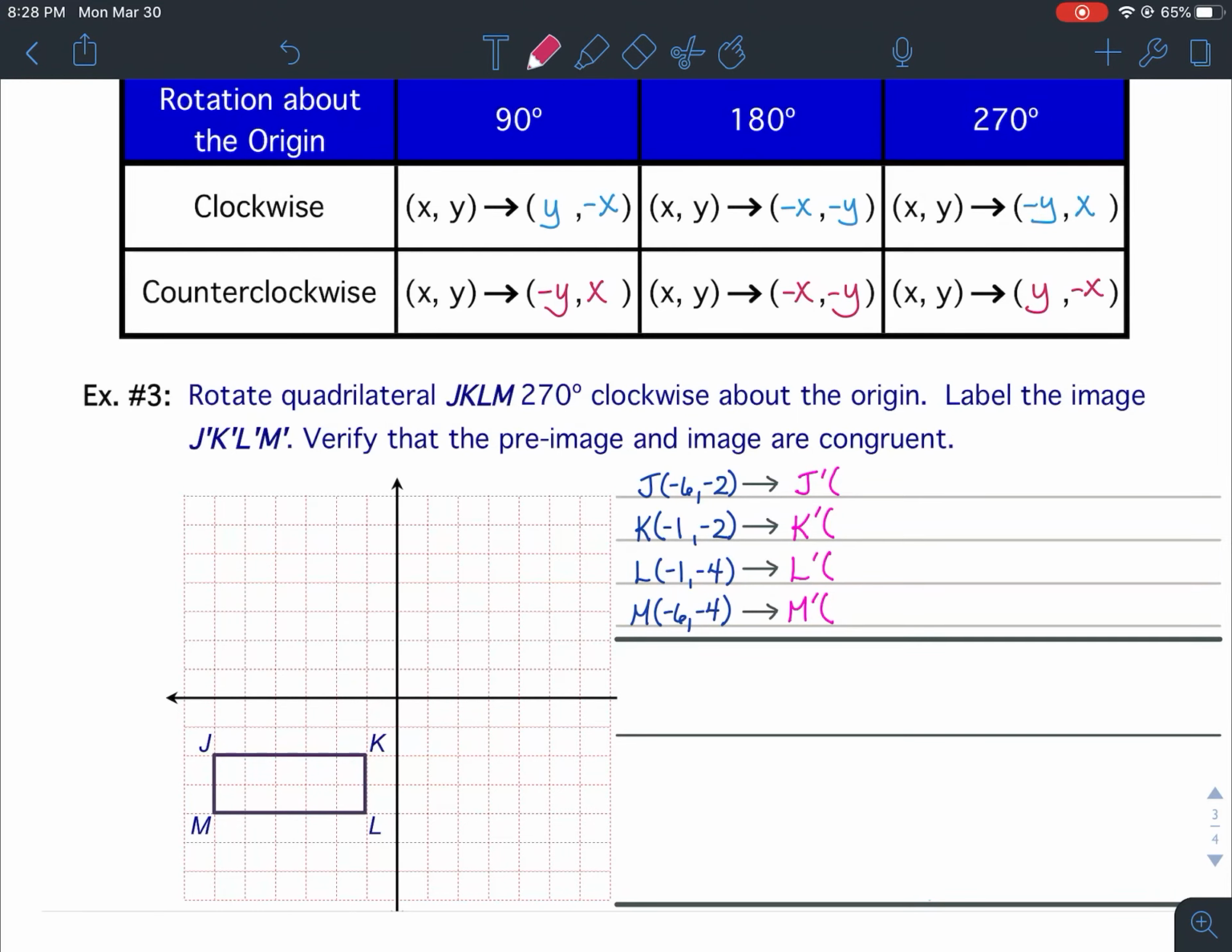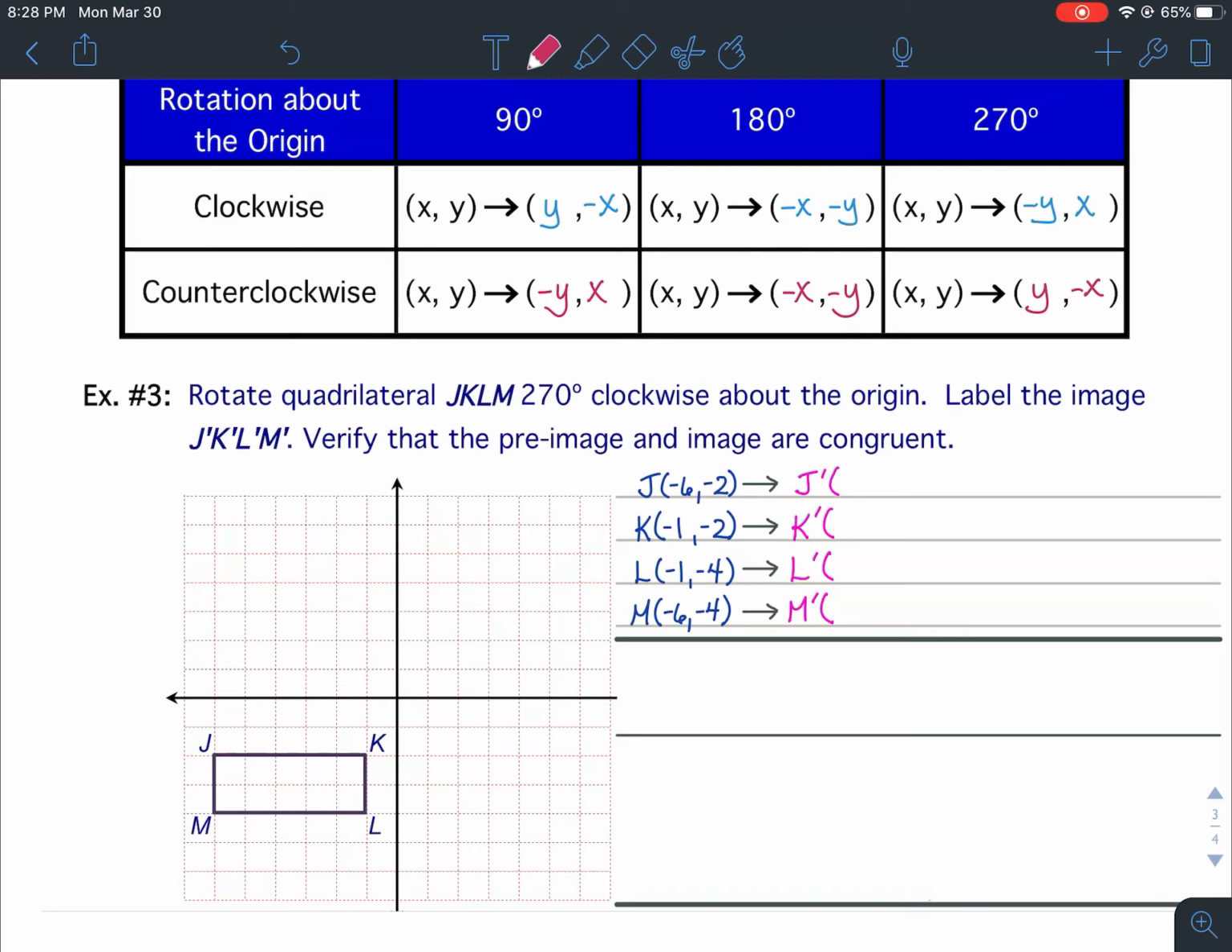Understanding rotations, lesson 19 notes, example number 3. Rotate quadrilateral JKLM 270 degrees clockwise about the origin. Label the image J prime, K prime, L prime, M prime. Verify that the pre-image and the image are congruent.